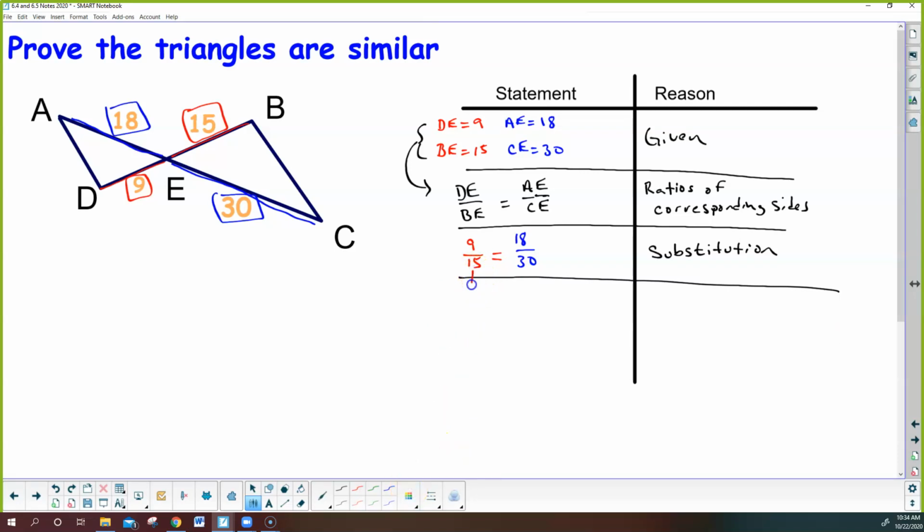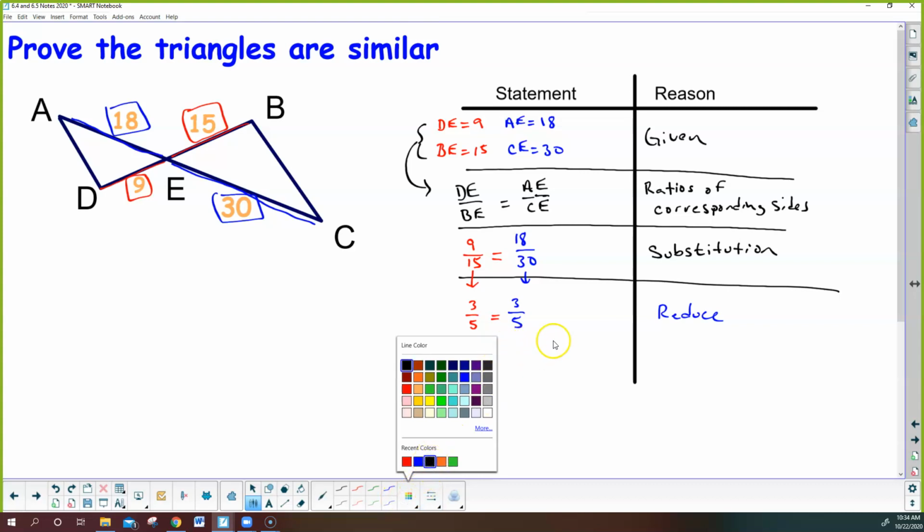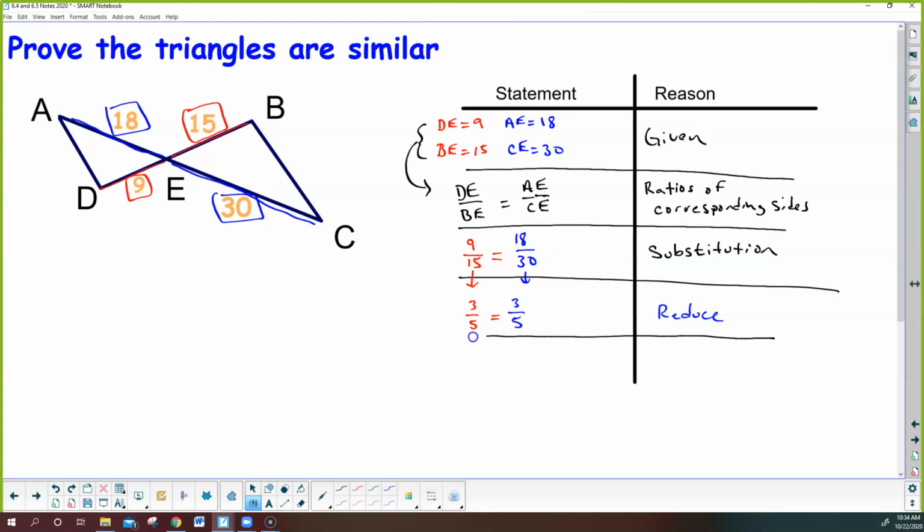All right, now, this is where we check the scale factor. We're going to divide 9 over 15. Well, they're both divisible by 3. 18 over 30. They're both divisible by 6. All I did was reduce, but that's key right there. Same scale factor, that basically tells me I've got a side and a side, right?